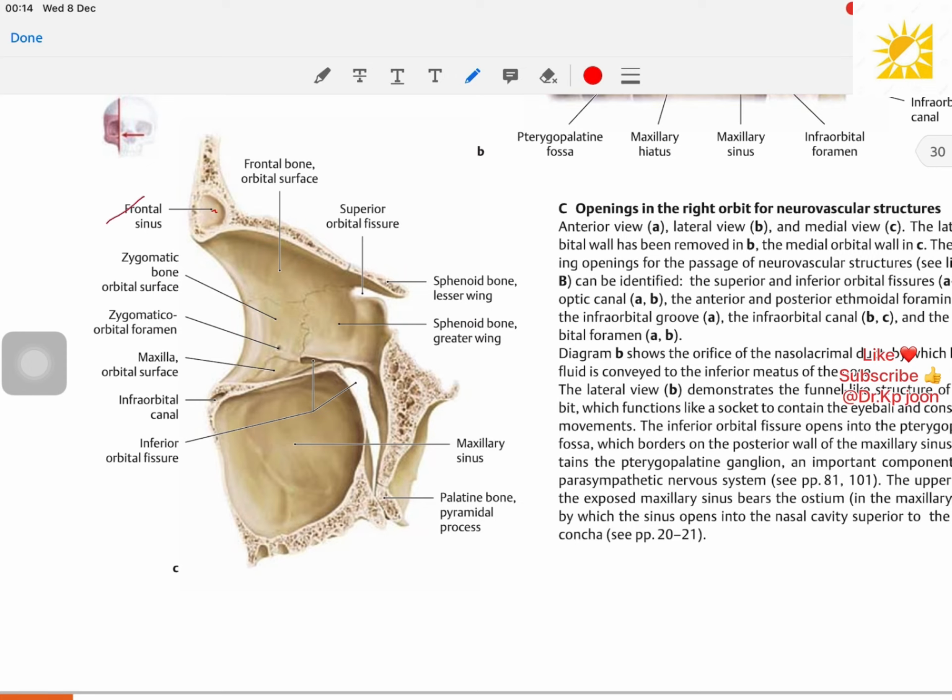See, here the frontal sinus, here the frontal bone orbital surface, here the superior orbital fissure, this is the sphenoid bone lesser wing, this is the sphenoid bone greater wing, and this is the maxillary sinus, and this is the palatine bone pyramidal process, and this is the inferior orbital fissure, and this is the infraorbital canal, and this is the maxilla orbital surface, and this is the zygomaticoorbital foramen, and this is the zygomatic bone orbital surface.